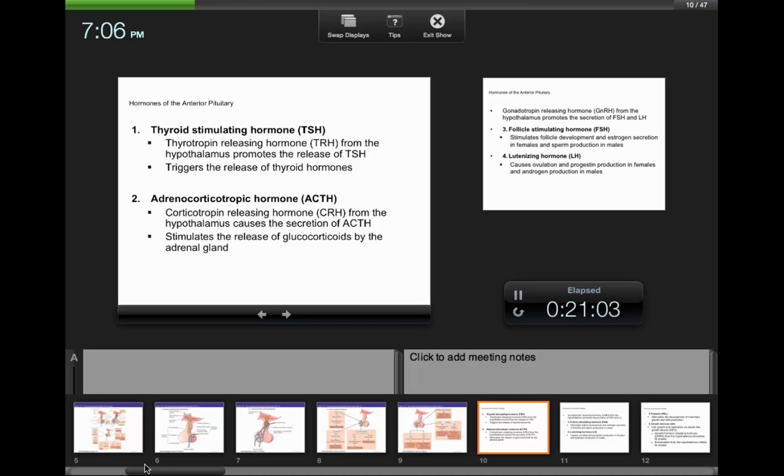So of everything we just went over, the only ones coming from the posterior pituitary are vasopressin and oxytocin. Okay, so the 6 hormones, there's more. We didn't talk about MSH, melanocyte-stimulating hormone. But the main ones from the anterior pituitary are TSH, ACTH, FSH, LH, prolactin, and growth hormone. Those are the 6.